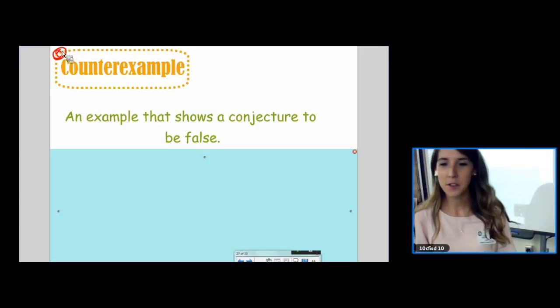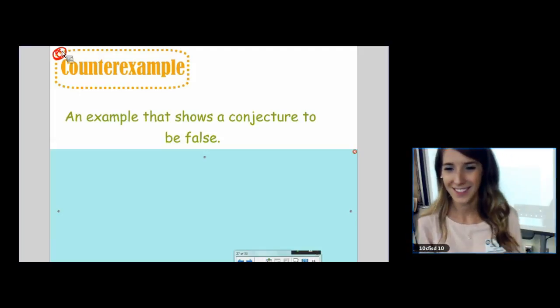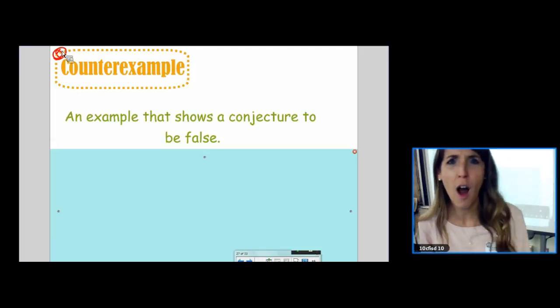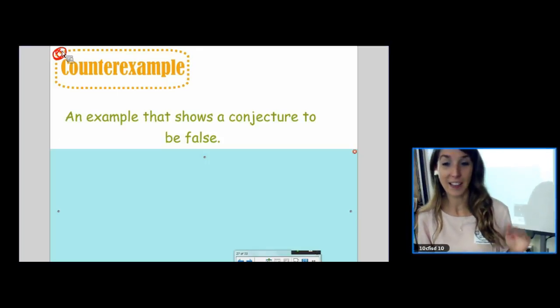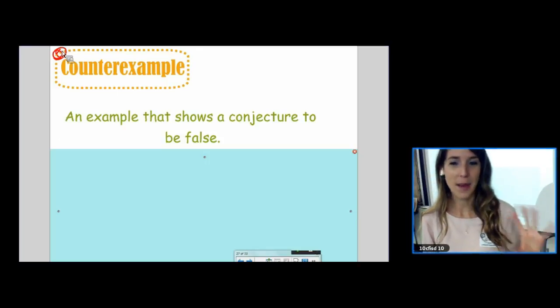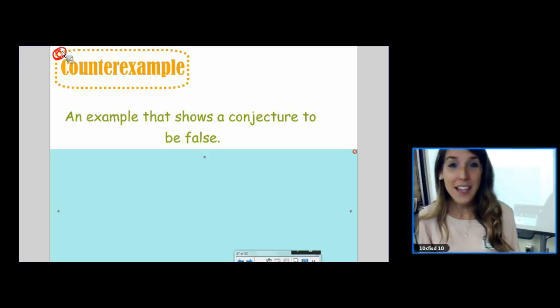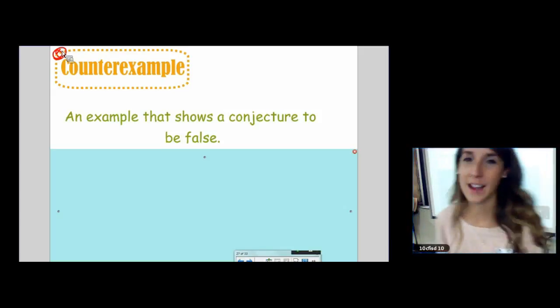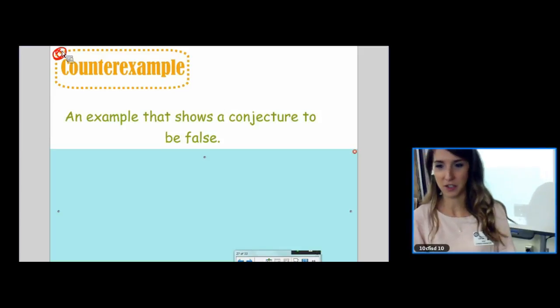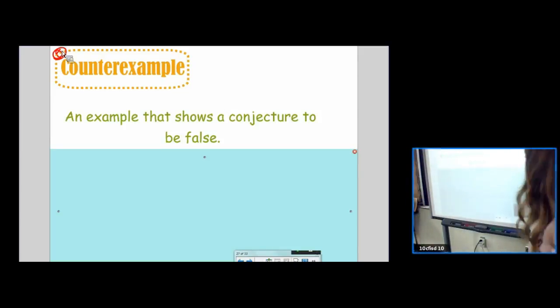Do you ever love to prove your parents wrong? Do you ever love to find a flaw in their reasoning? Like, yeah, but, and you find that loophole? I bet y'all are pros at that. Counterexample is kind of like doing that. You're trying to find a flaw in the argument. And I bet y'all are much better at finding a flaw than you are at proving something is true. I bet you're better at proving it's false.